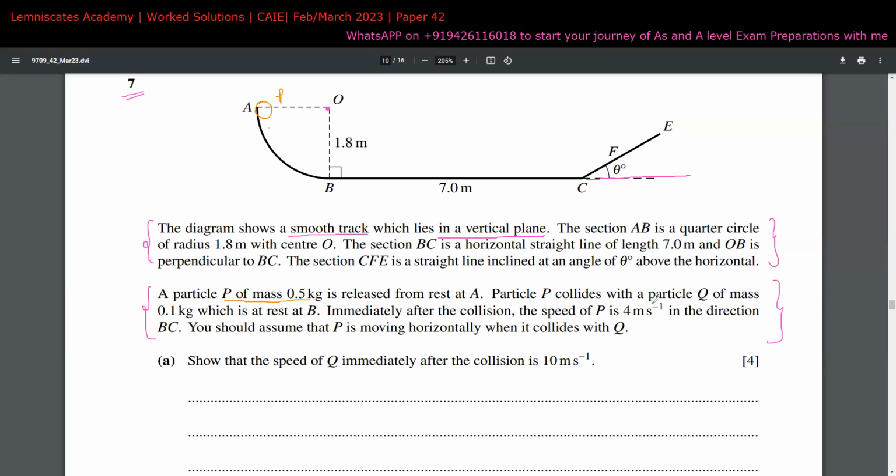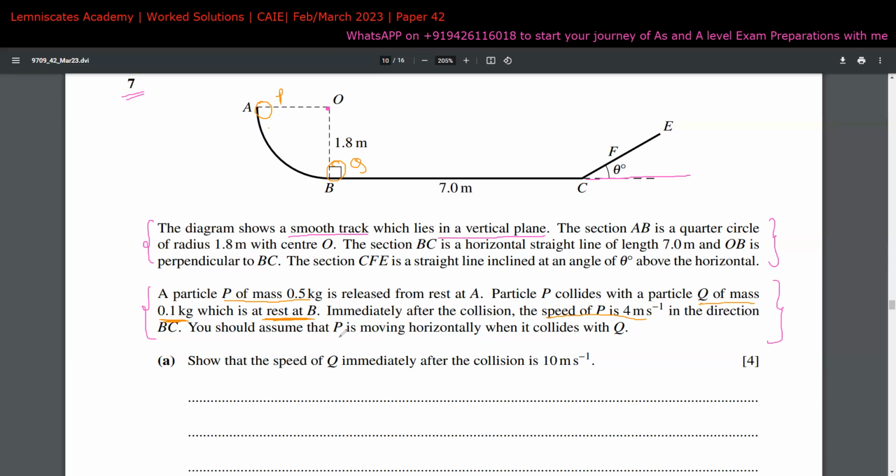So particle P is colliding with particle Q and Q is having a mass of 0.1 kg. It's resting at B. So basically over here, we are also having particle Q. Now, immediately after the collision, the speed of P is 4 meter per second, and it's moving in the direction of BC. So after the collision, Q is also going to go in the right hand side. It's not going to go back. It's not going to stay as it is. It's going to move in that same direction from B to C.